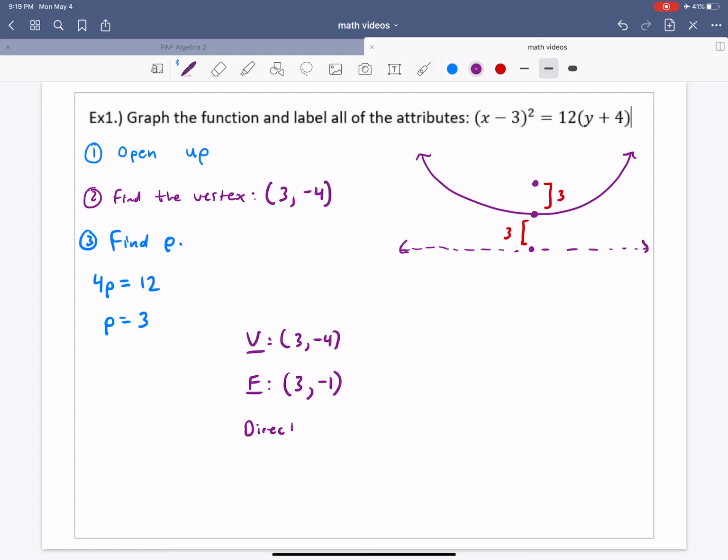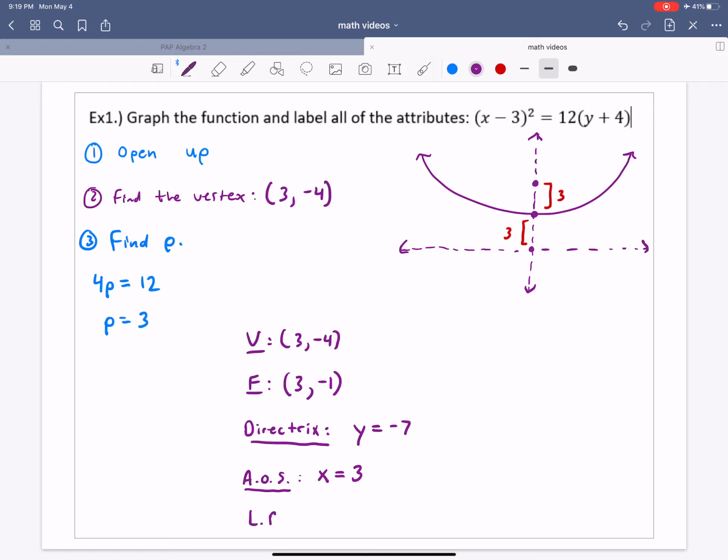The next attribute is the directrix. Remember, the directrix is the equation of a line, a horizontal line to be more specific. So it's going to be y equals, and we go down 3 from the vertex. So if I go down 3 from -4, that puts me at y equals -7. And second to last is the axis of symmetry. The axis of symmetry is vertical, and it passes through the x value of the vertex. So that would be x equals 3.